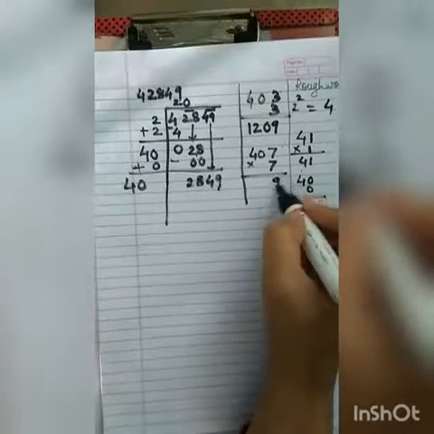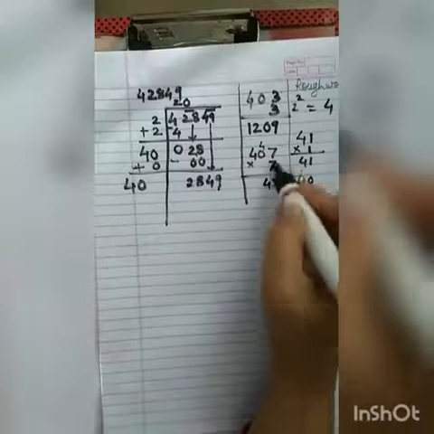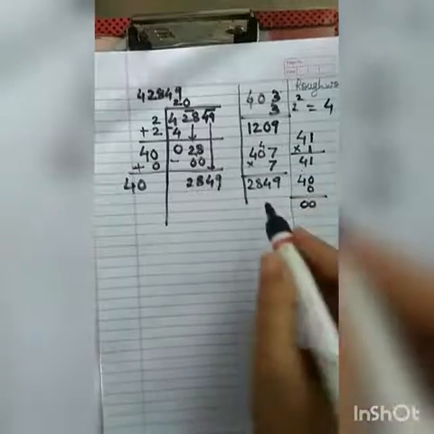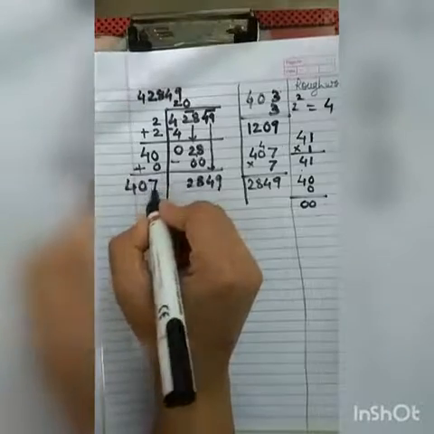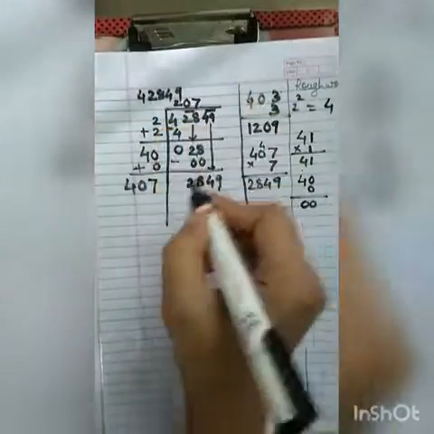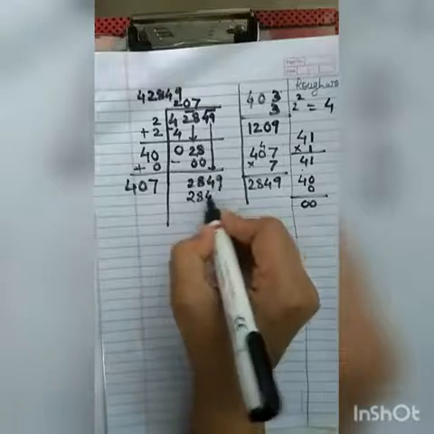7 7s are 49, carry 4, again 4, 4 7s are 28. So I got 2849. So what will I take here? I will take 7 here, 7, and it will be 2849.